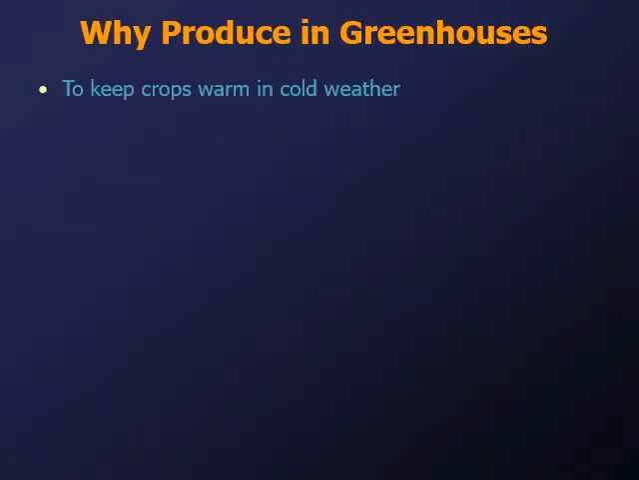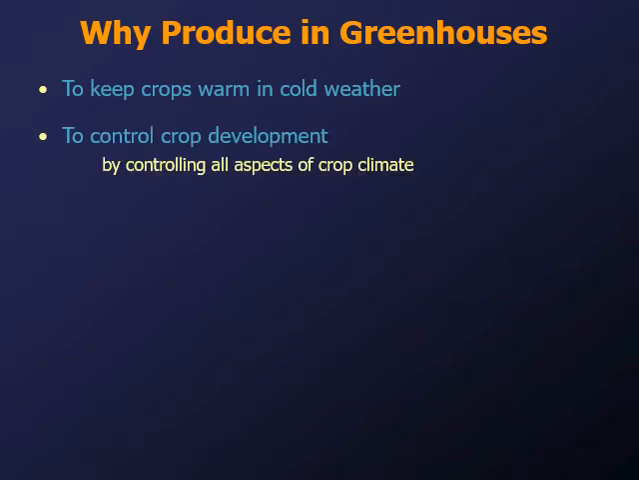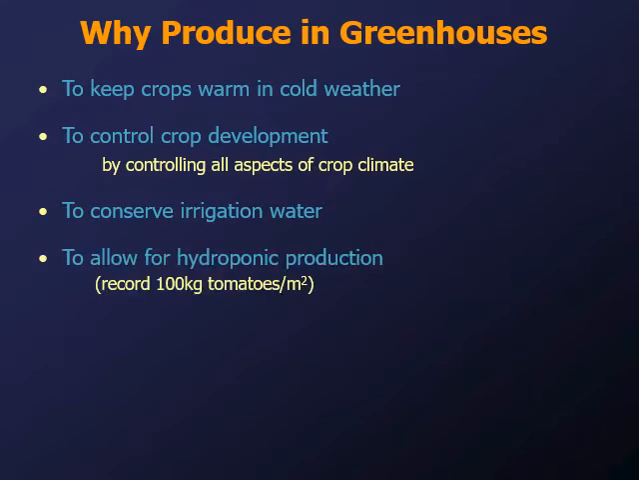So why produce in greenhouses? Well, to keep crops warm in cold weather, to control crop development, right? So sometimes you want to be able to control temperature and photoperiod so you can grow the crops properly. To conserve irrigation water, so we're controlling evaporation, we can collect the water and use it again. Whereas if you grow a crop in the field and you irrigate, it goes down into the ground and it's lost and it's also evaporated away. So greenhouses tend to use substantially less water than outdoor production.